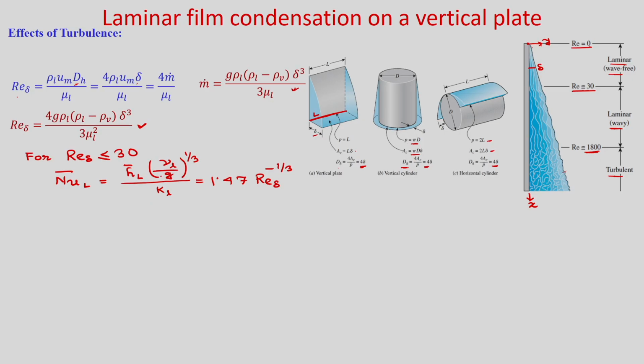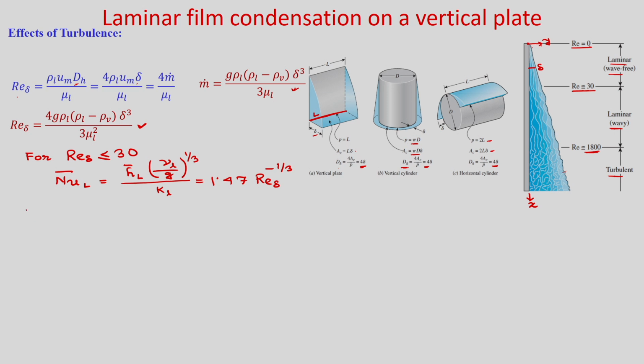Okay. So, if this temperature difference, T sat minus T w, is unknown, then you can represent the Nusselt number in this way. Okay. So, you can see here the temperature difference is not coming. That derivation you can do as a homework, and you can show that for the wave free laminar zone where Reynolds number is less than 30, you can use this average Nusselt number expression.